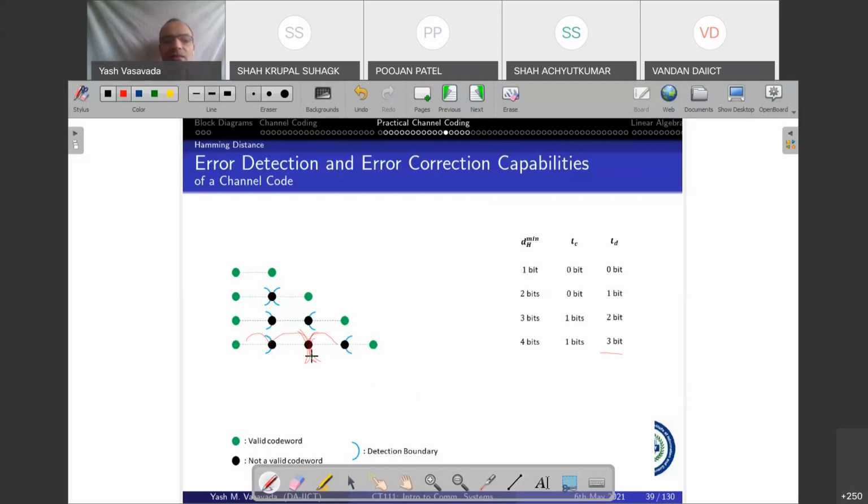But that is a problem because now if I land up on this particular black dot, the minimum Hamming distance decoder doesn't know whether to go here or there. So at the most, again, this decoder can correct only 1 bit of error. If 2 bits are in error, it gets confused because there are 2 code words which are both at 2 bits of distance from this particular code word.